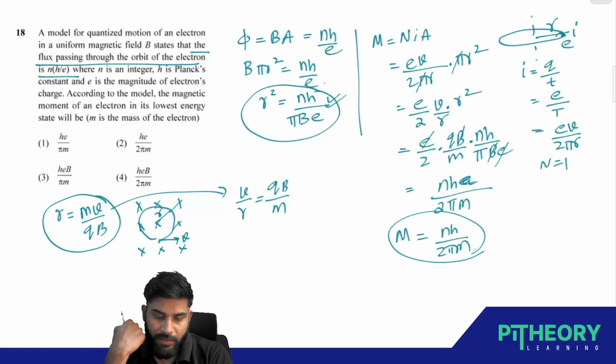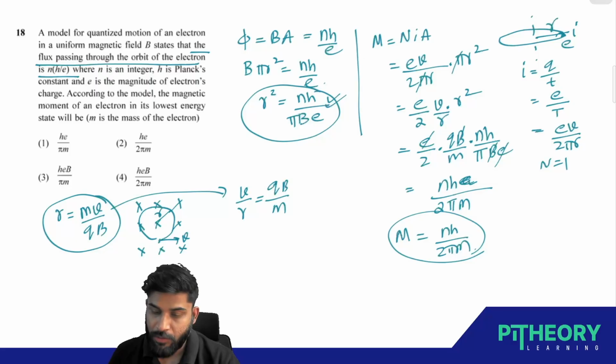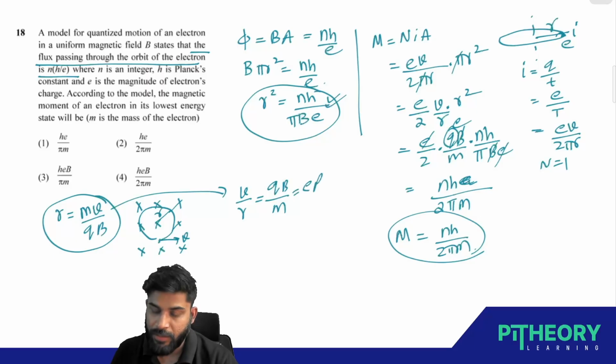V by R is QB by M. Oh, here one more. This is also there now. This Q is nothing but what? Charge only. This you will write it as what? EB by M. So that one more E also will be coming, correct? So your answer will be what? E is also there. NHE divided by 2 pi M, correct?